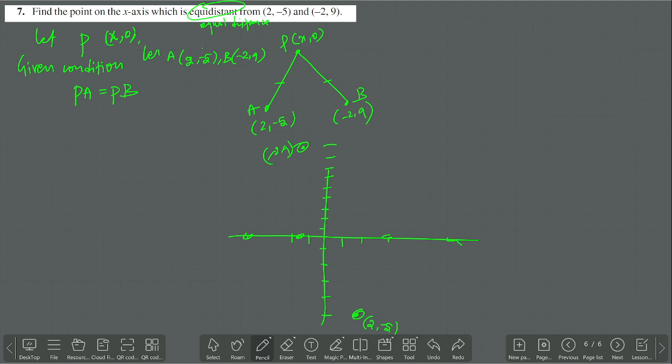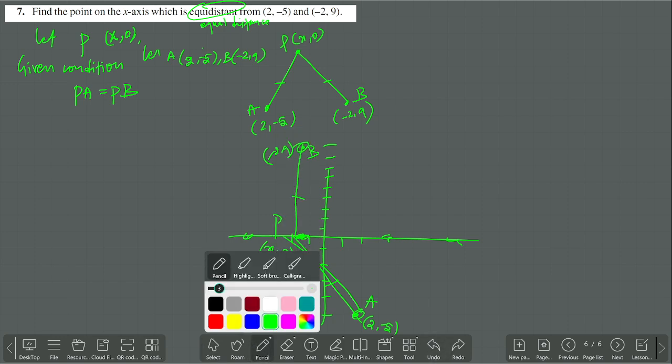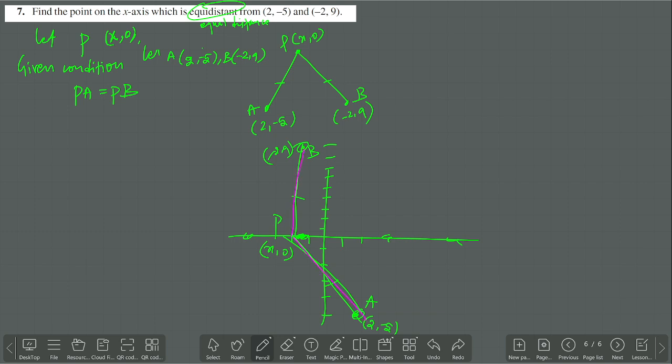Now suppose I take a point x comma 0. See, they are telling that these two have equal distance: from P to A and from P to B we have equal distance. That is the given condition. Do you understand? This diagram I have drawn is a rough one, not accurate, but based on a graph. Like this only we got a diagram.